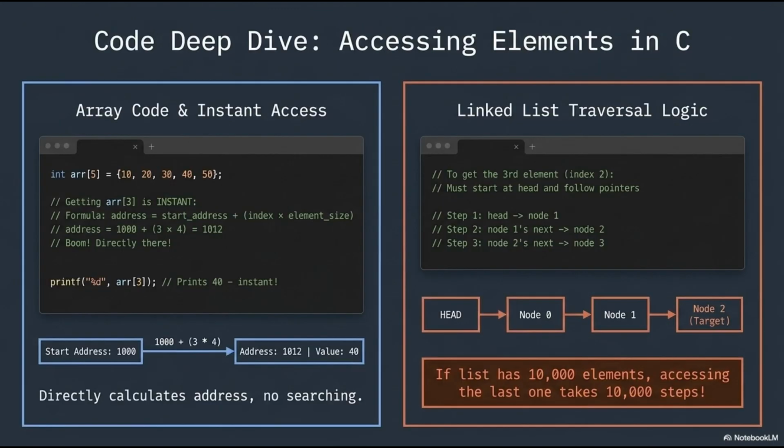If we look at the C code, this pointer swap is beautifully simple. For a linked list, you just create a new node, you point its next pointer to the old head of the list, and then you update the main head pointer to your new node. That's it. 3 fast steps. And here's the real magic. Those 3 steps are exactly the same whether your linked list has 10 items or 1 million items.